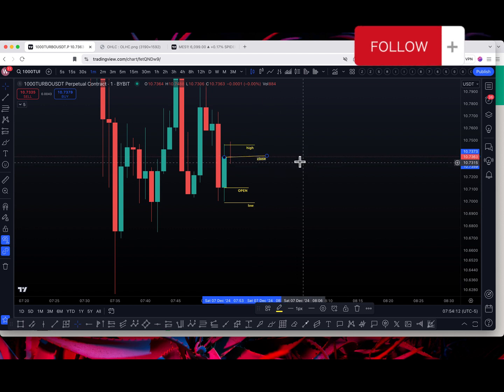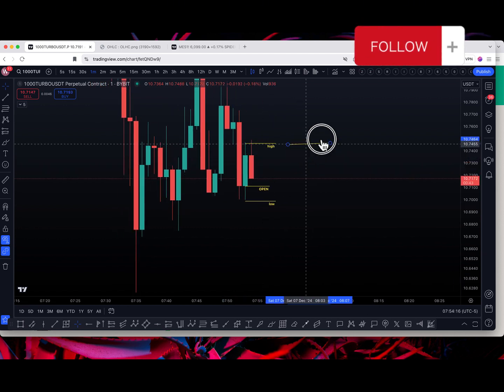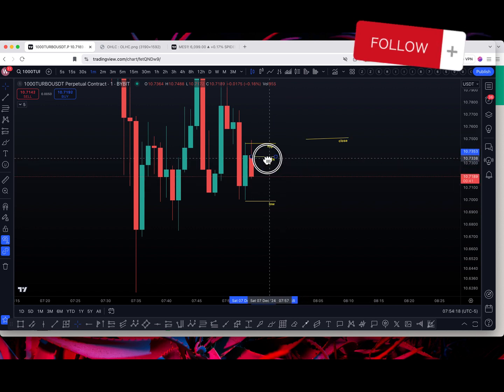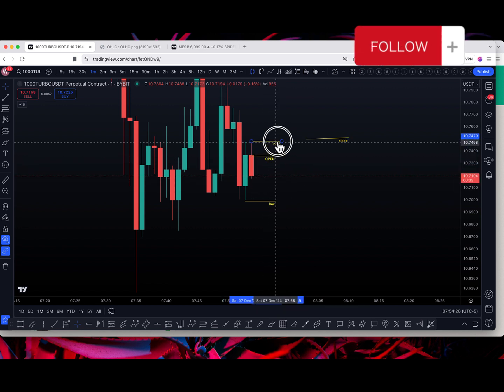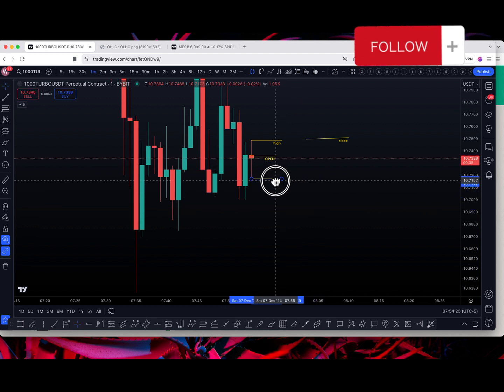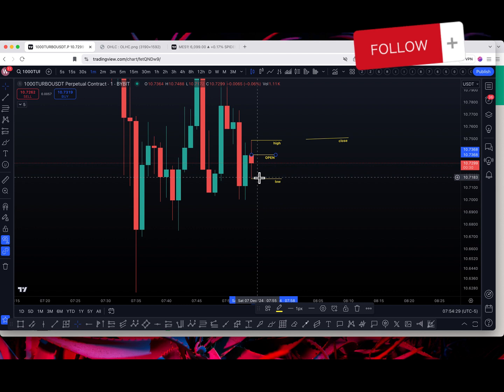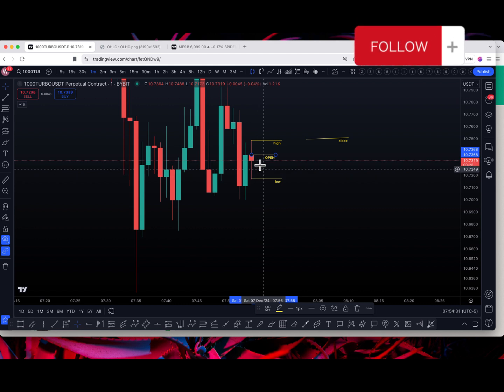So now we're going to watch what the next candle is doing. As you can see, this is the open of the candle. We have the high created already. And now we have the low. If this candle closes near the low, it's going to be a bearish candle. But if it closes above the open and closes up near the high, it's going to be a bullish candle. So we have to wait to see.